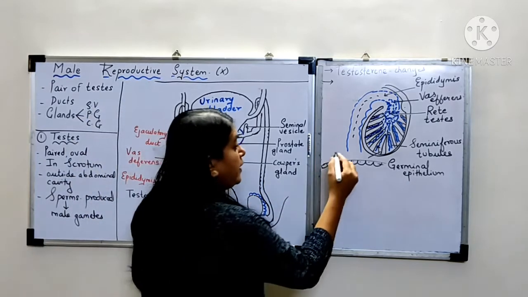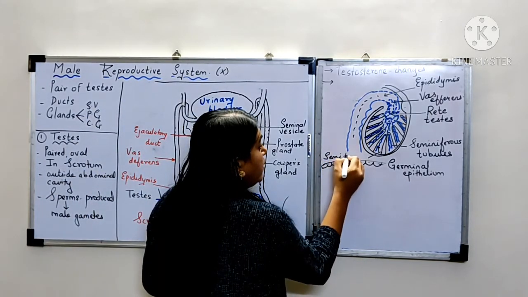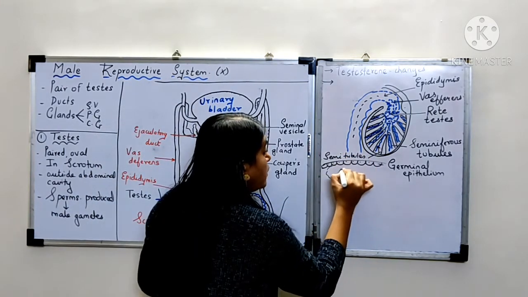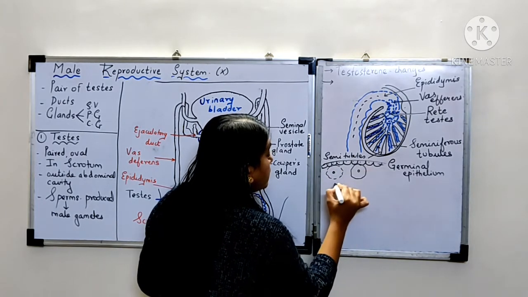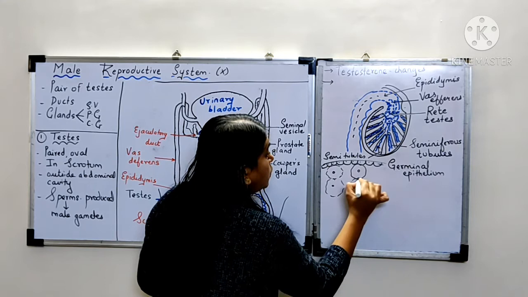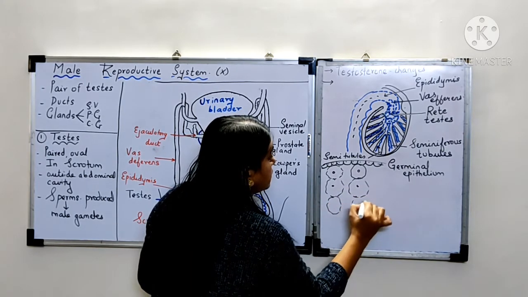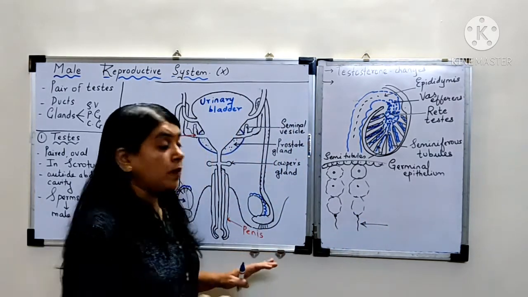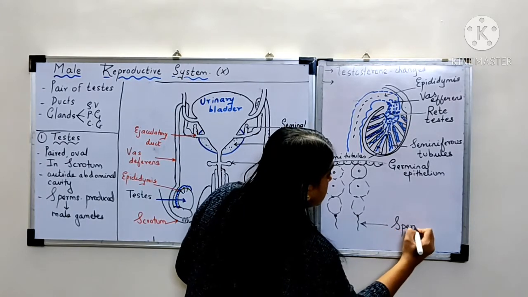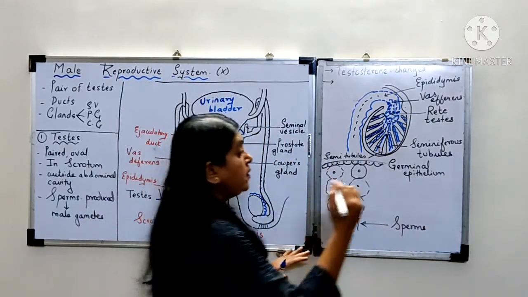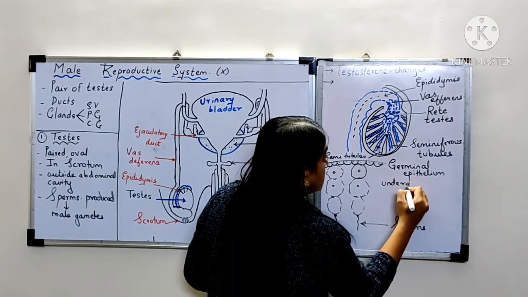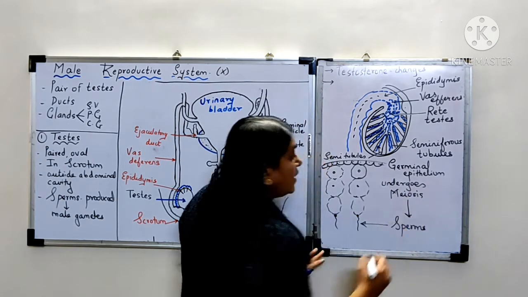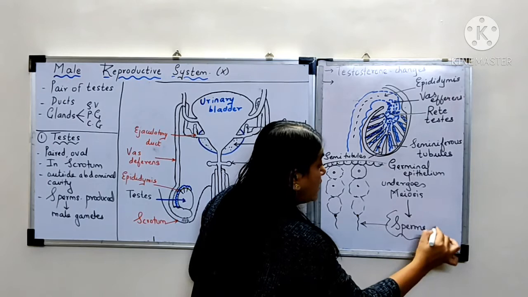So germinal epithelium of seminiferous tubules undergo meiosis to form different types of cells which are referred to as sperms. So germinal epithelium undergoes meiosis to produce the male gametes which are called the sperms.